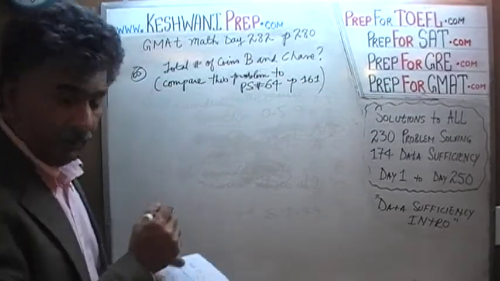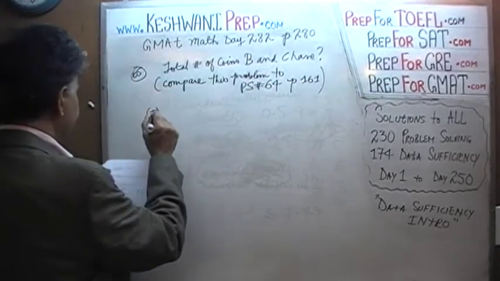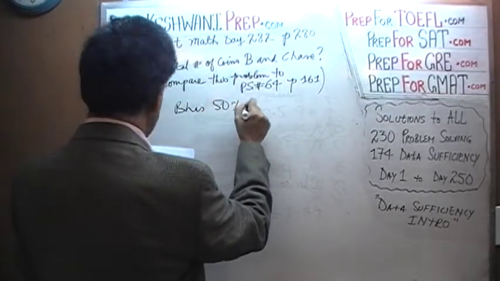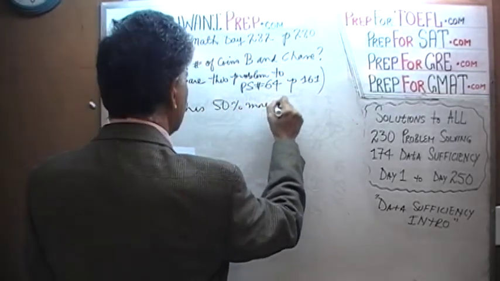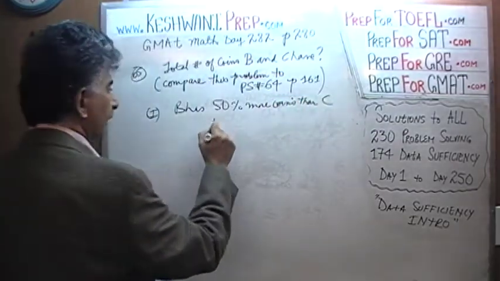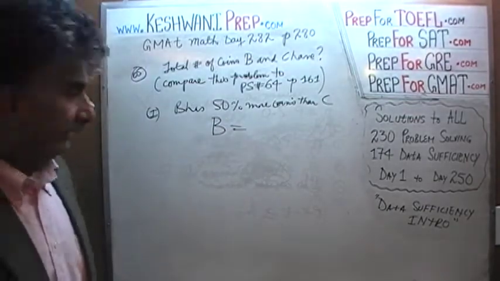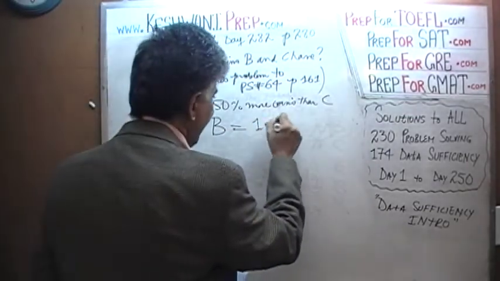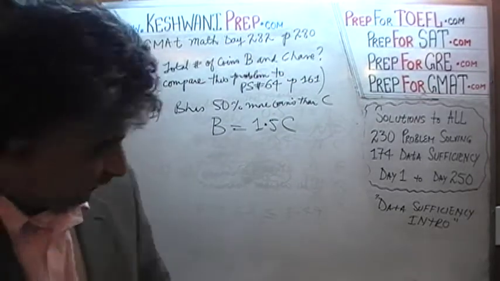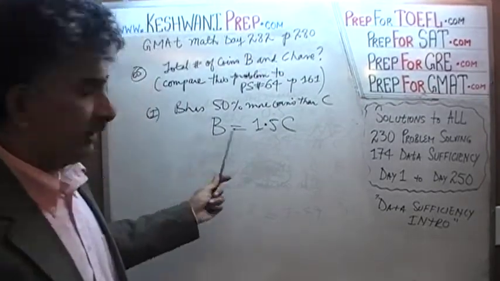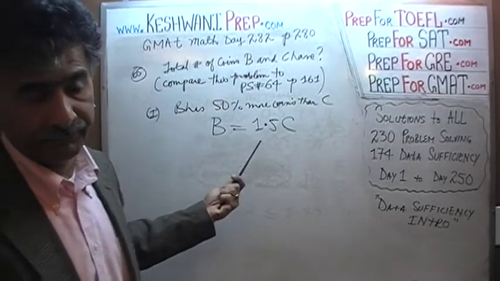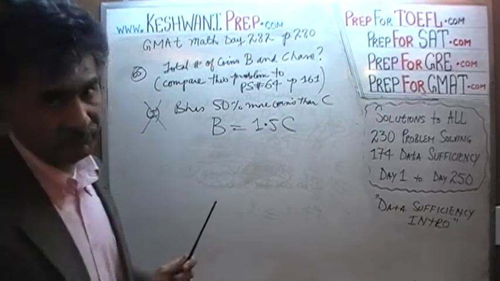Let's see what they tell us. In the first statement they tell us that B has 50% more coins than C. In other words, the number of coins that B has is 1.5 times the number of coins that C has. Well, you can clearly see that is not enough. By itself we cannot figure out how many total coins there are, because there are 2 unknowns here and only 1 equation. The first statement by itself is not sufficient.